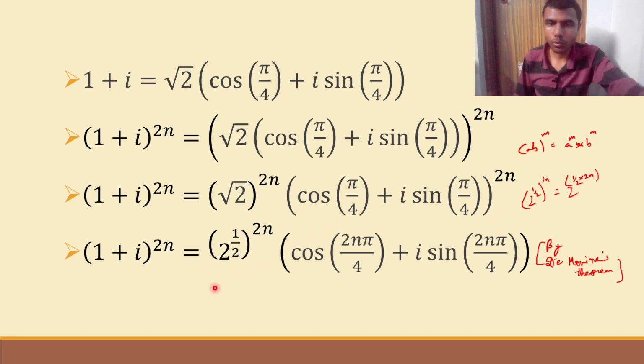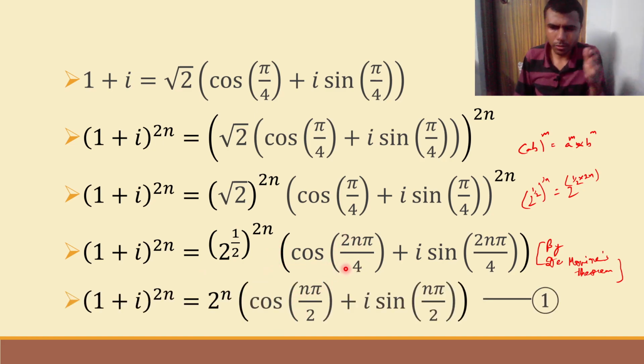So (1 plus i) whole power 2n is nothing but 2 power n into, here 2 ones are 2, 2 twos are 4, cos n pi by 2 plus i sin n pi by 2. Take it as equation 1.